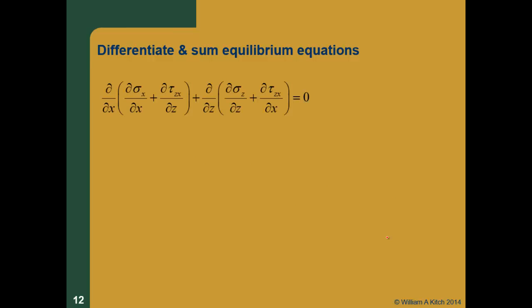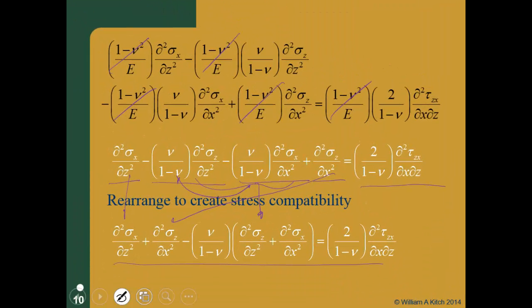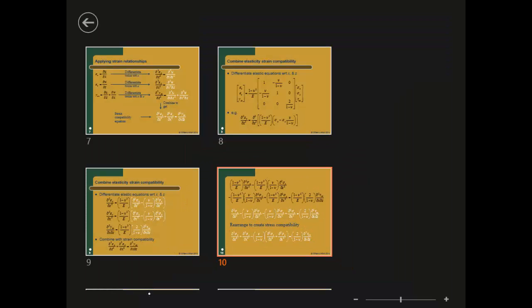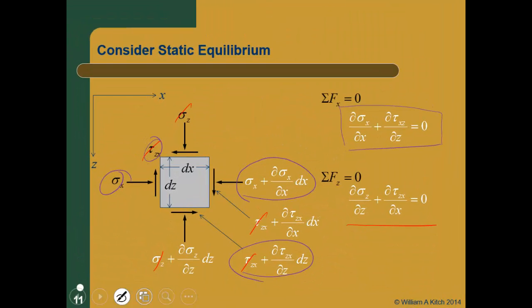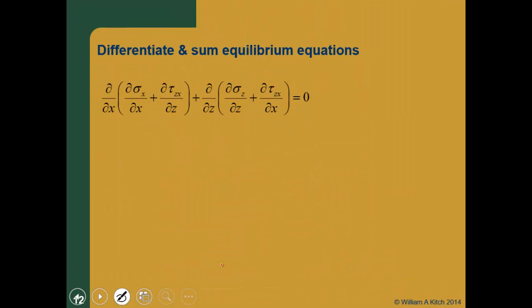All right, so now I'm going to differentiate these things. And why am I going to differentiate these things? I'm going to differentiate because I watched a mathematician do this. That's why I'm going to do it. Because if you remember back in my strain compatibility matrix, my stress compatibility matrix, I got all these second partials of sigmas and z's and this stuff. So what I want to do is get this into that same form so I can put the two equations together.